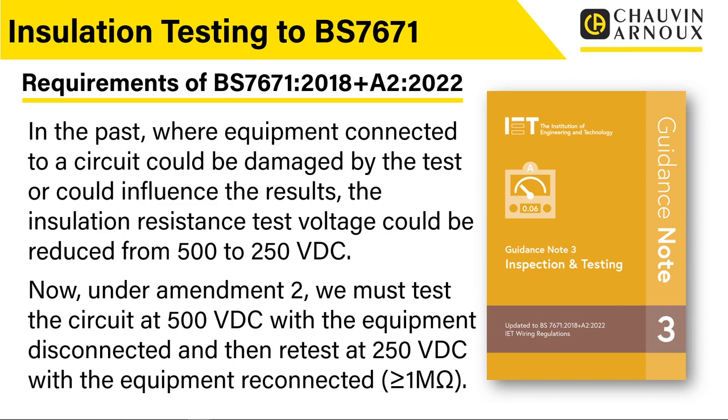Now, I think this is more written around initial verification. So for a new installation, we would test the wiring at 500 volts before we connected up equipment. So a typical piece of equipment could be something like a smoke alarm. So we check the wiring, and then we'd connect the smoke alarm, and then we'd carry out the test then at 250 volts, so we didn't damage it or cause any problems. That's a typical application of doing this.